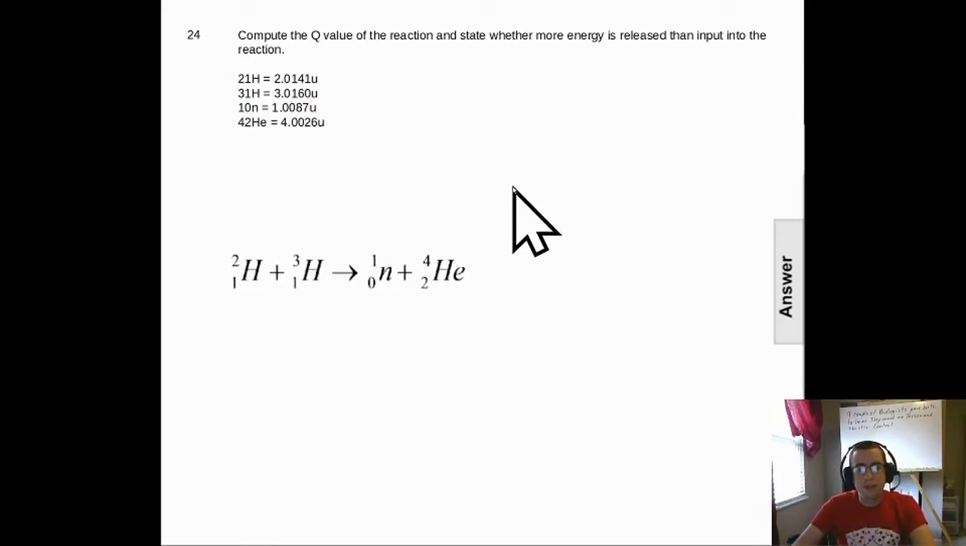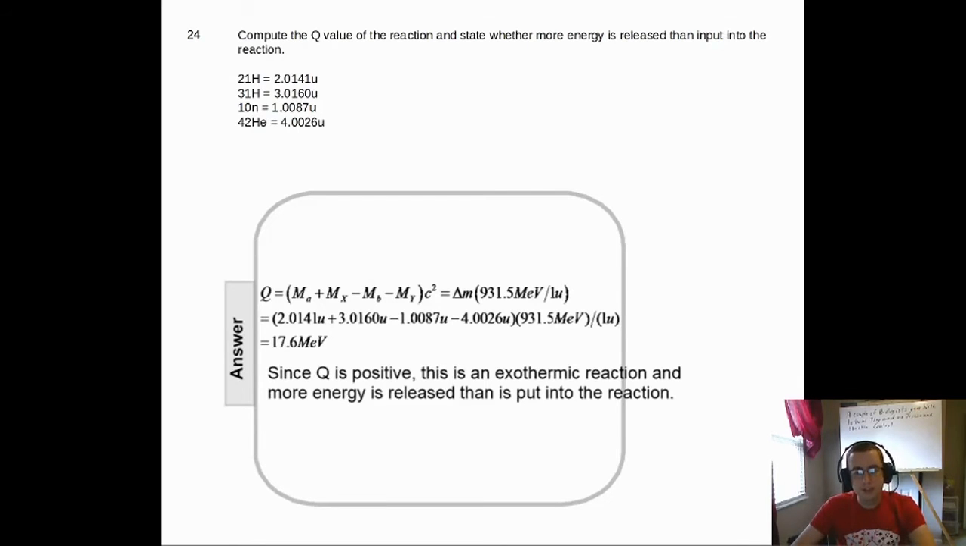All right. Calculate the Q of the reaction, and state whether more energy is released or not. Essentially, you're trying to figure out whether it's exothermic or endothermic. Going through the math, it gave us all the numbers there, which was nice. You didn't have to do all the multiplication. We find that we wind up with a positive value. Because of that, we know it's exothermic because more energy was released.